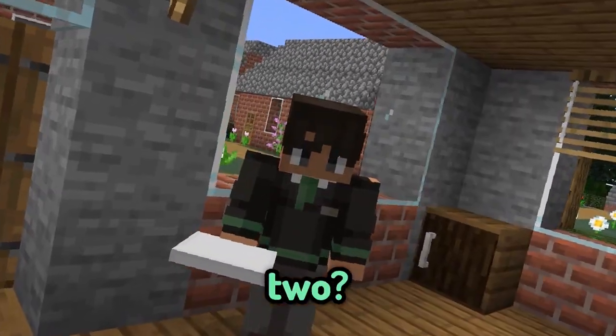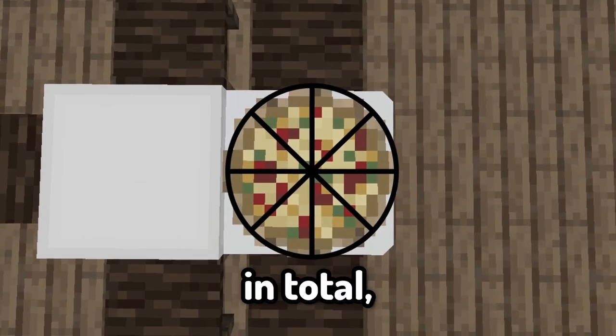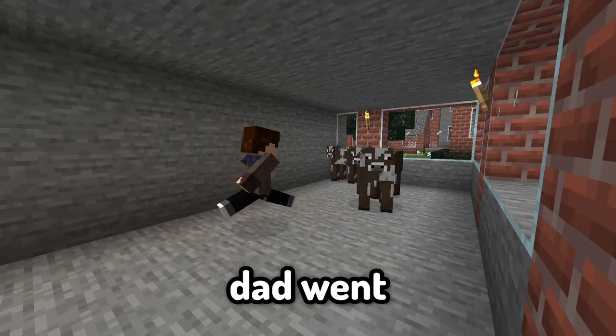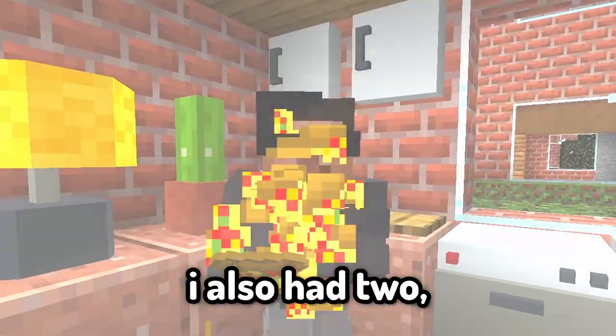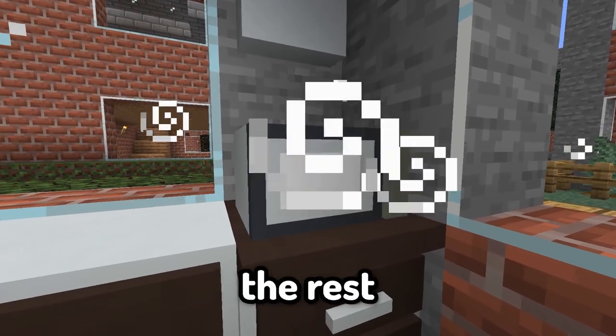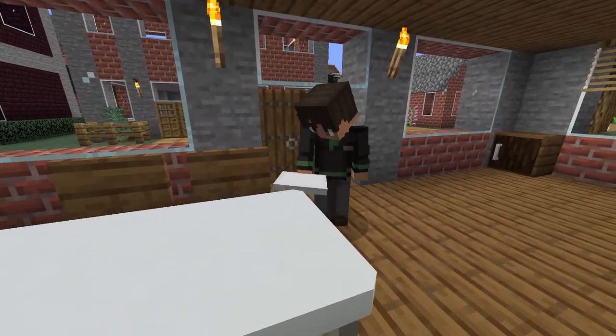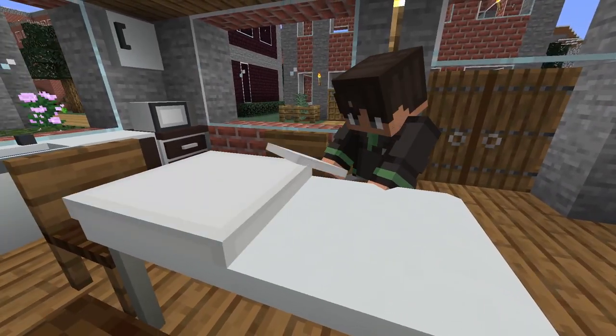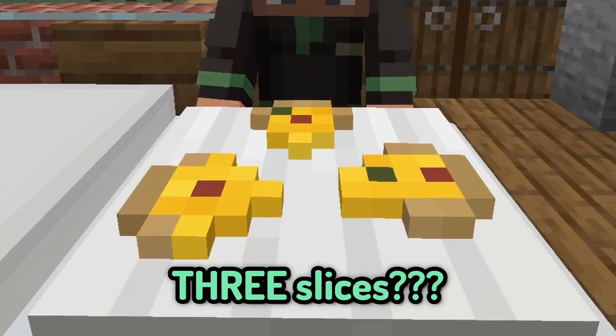I don't know, 2? Well, there were 8 slices in total, and if mom had one for dinner, dad went to get milk, and I also had 2, then there should be 3 slices left. So yeah, I guess you can go ahead and microwave the rest. But how are we gonna share 3 slices?